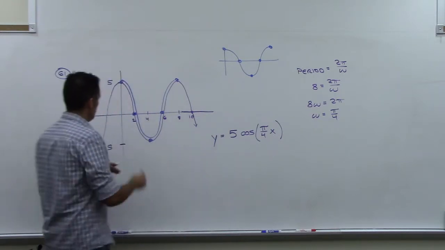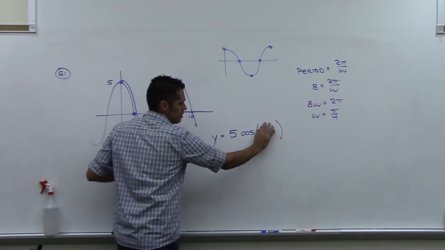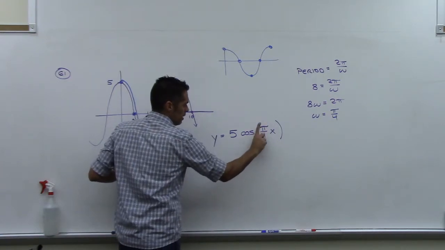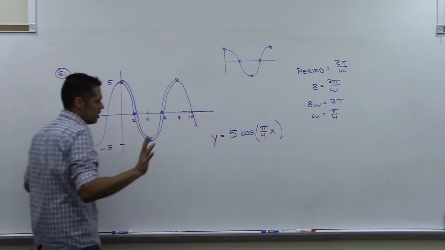So let's just check. If we plug in 0, we should get 5. So if I plug 0 in here, I get 0. Cosine of 0 is 1, and 1 times 5 is 5. So yes, that does work. And I'll check one more thing.